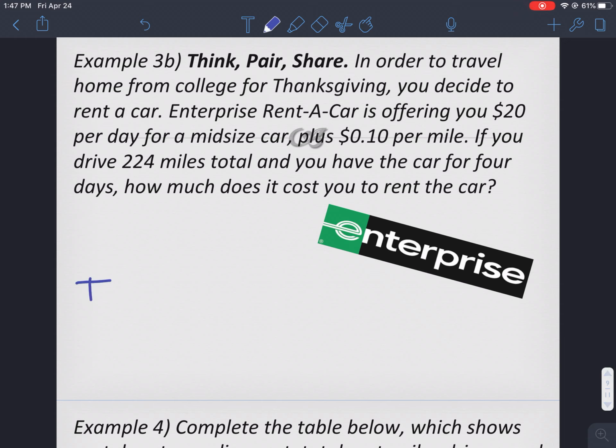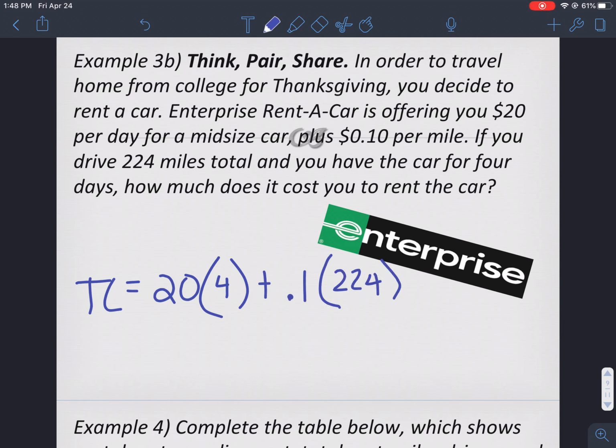The total cost will be 20 times 4 plus 0.1 times 224. That's going a little bit faster than the previous problem, but remember, we've got $20 per day, 4 days, 10 cents a mile, 224 miles. Order of operations, put it all together, you should have gotten $102.40.